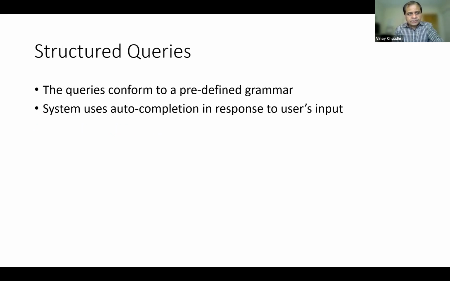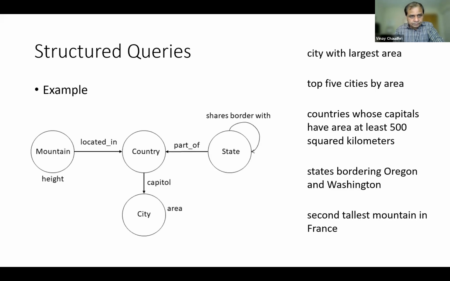So the basic idea behind structured queries is that the queries are going to conform to a predefined grammar, and the system can use that grammar for auto-completing a user's query, and the system can also use that grammar to suggest questions in response to partial inputs from the user. Just to illustrate how that might be done, we consider here a very simple property graph schema for a knowledge graph, where we have countries, and countries can have states as their parts. Countries have capitals, which are cities, and there are mountains which could be located in countries. So given a property graph schema like this, we can have queries like, tell me the city with the largest area, tell me top 5 cities by the area, give me states bordering Oregon and Washington, give me second tallest mountain in France.